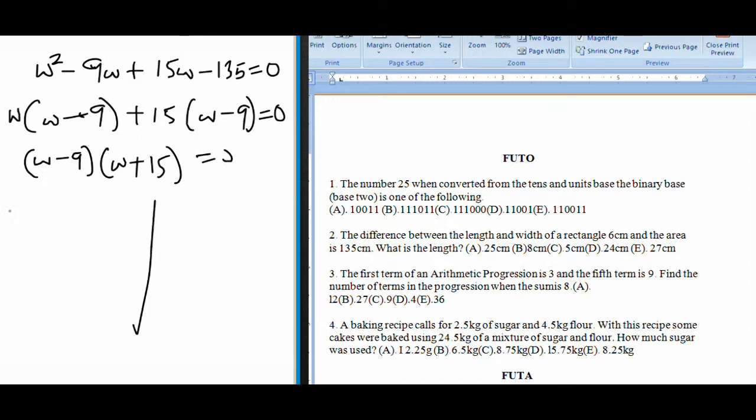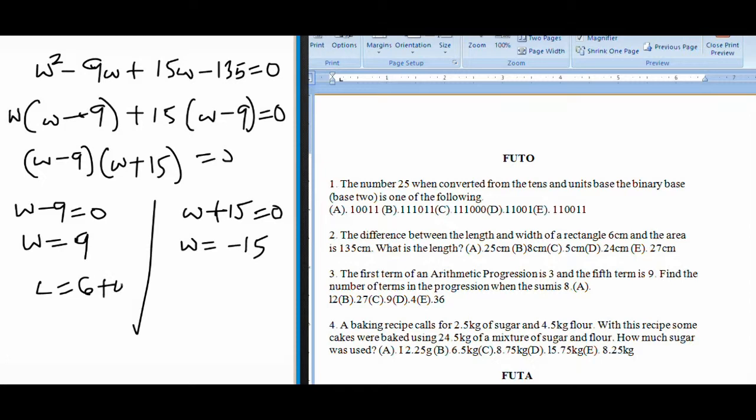Hence, our W is equal to what? 9 or minus 15. But the question is, we are to look for the length of the rectangle and not the width. But it's obvious here that L is equal to 6 plus W. Now, if W is equal to 9, then L will be equal to what? 6 plus 9. And that is equal to what? 15 centimeters. The minus 15 cannot be used since the width of a rectangle cannot be negative.